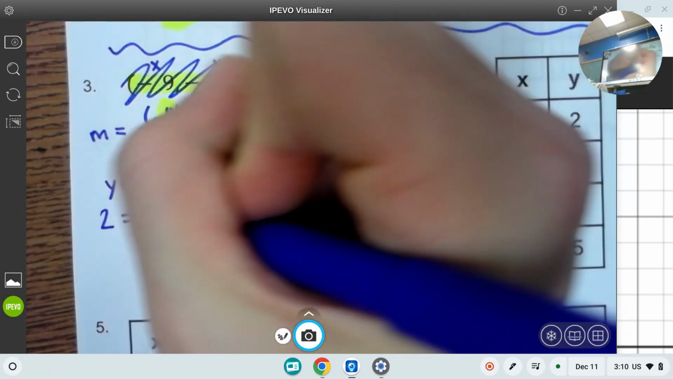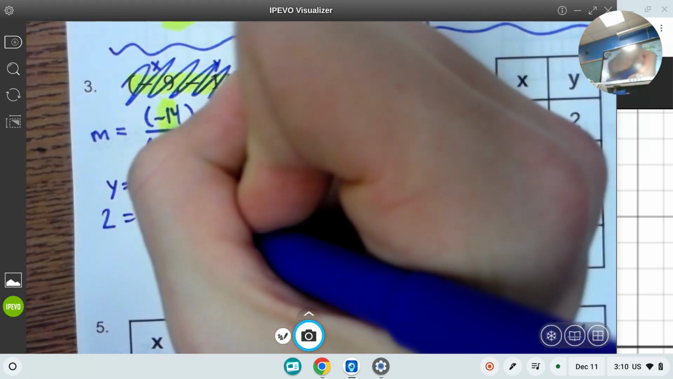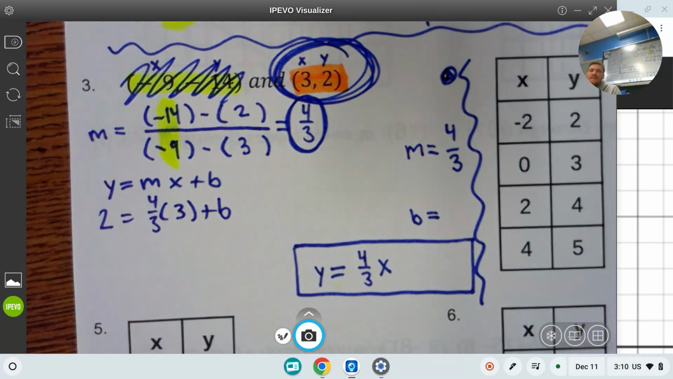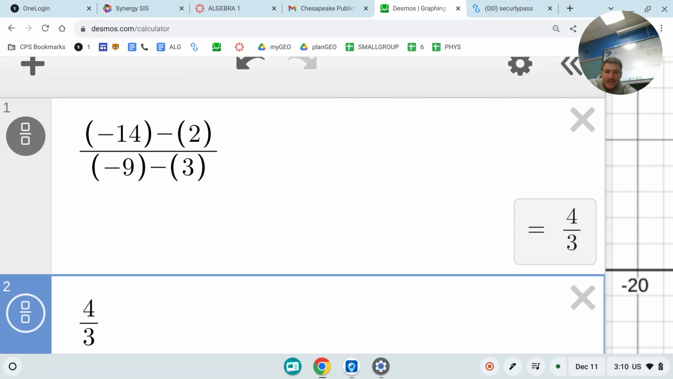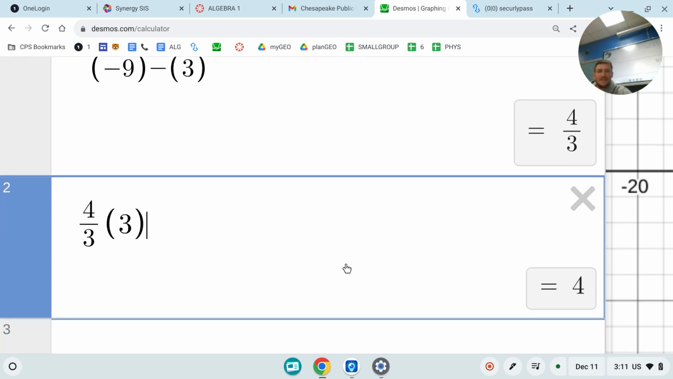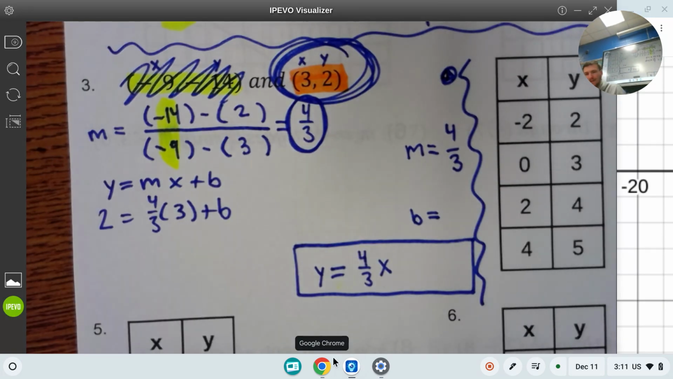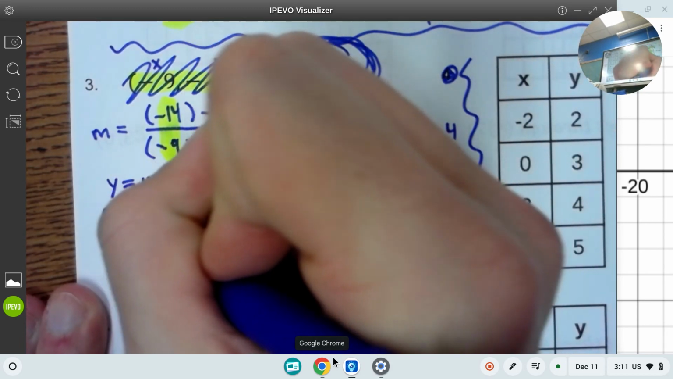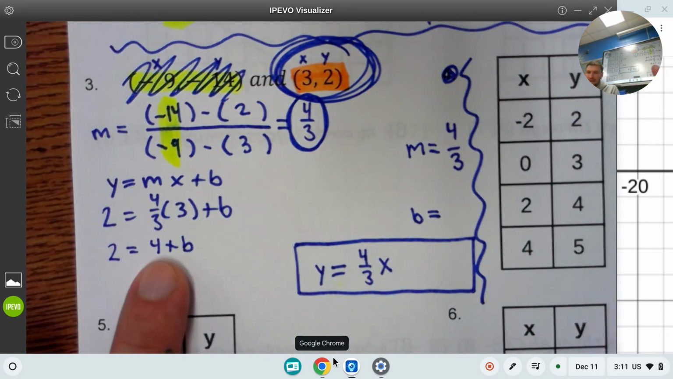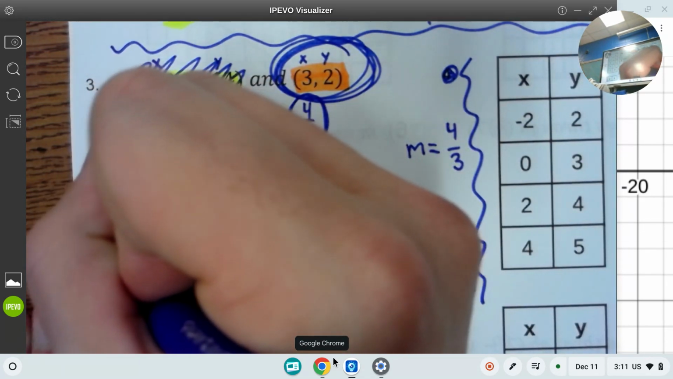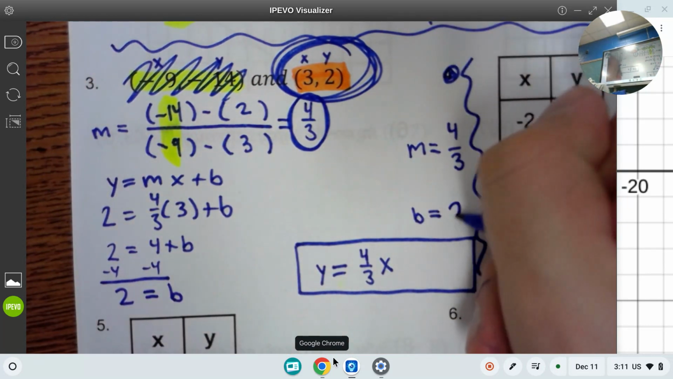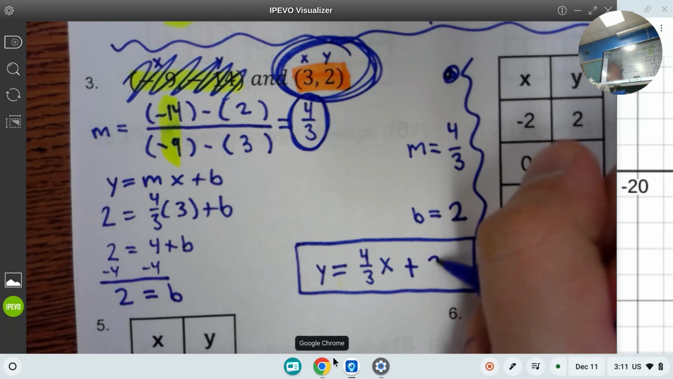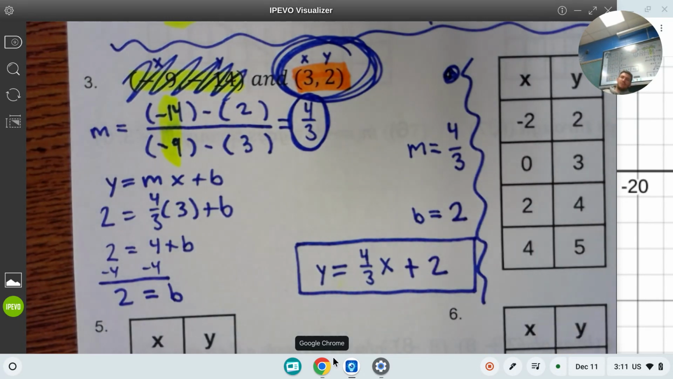Y is 2. The M is 4/3. The X is 3 plus B. I'm just writing that down, putting my numbers in the correct spot. I'm going to Desmos, and I'm figuring out what is 4/3 times 3. Desmos says 4. Okay, do a little multiply. 2 equals 4 plus B. And then how do we move that 4? Minus 4, minus 4. And I'm getting 2 equals B. There we go. There's our answer. B is equal to 2. Y is equal to 4/3 x plus 2.